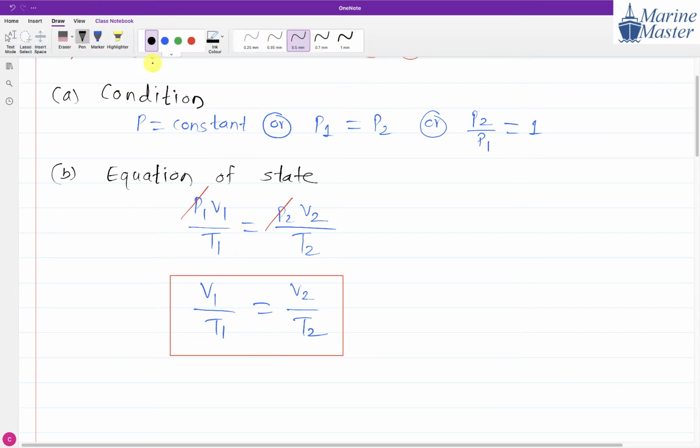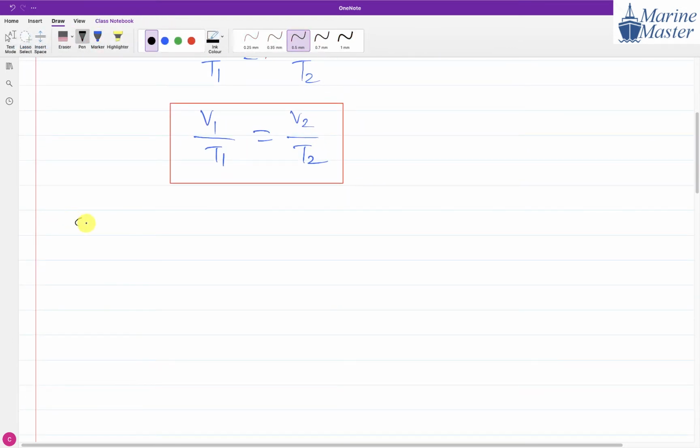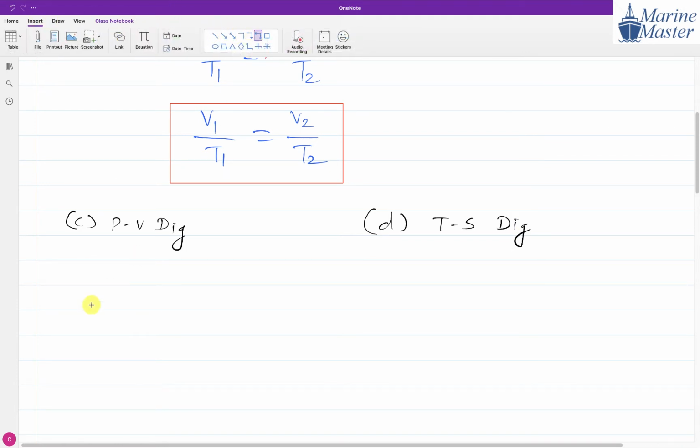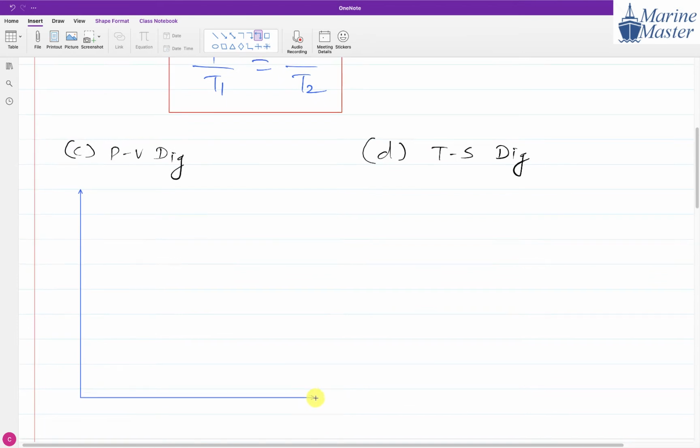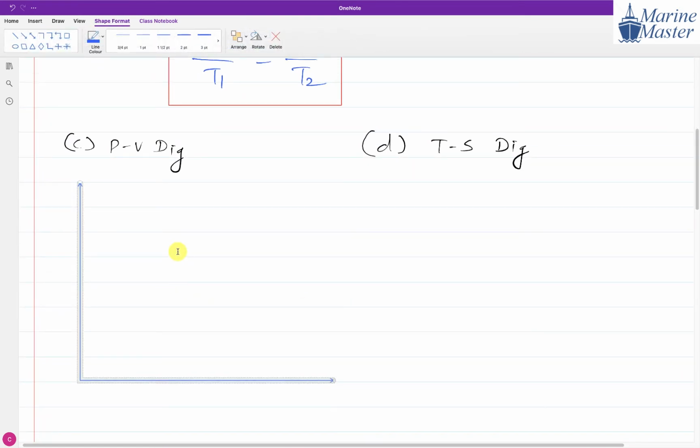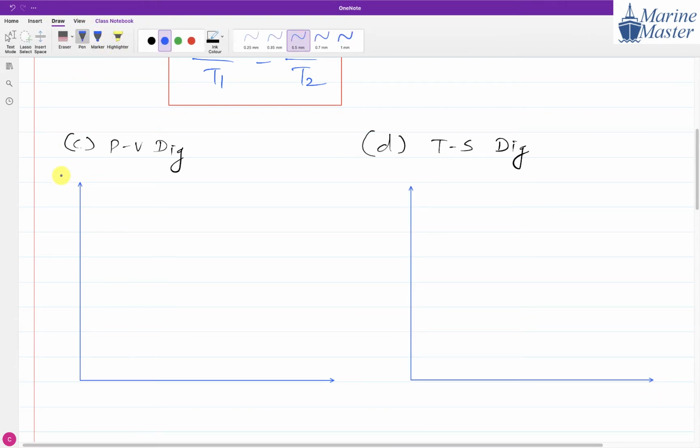Now our next point will be the PV diagram and TS diagram. What do we discuss? PV and TS diagram. It is generally not compulsory, but generally the PV and TS diagram must be side by side. So first of all, I am going to draw the axis for the PV diagram, and similarly the axis for the TS diagram. So here we will have a pressure volume diagram, and here we will have a temperature entropy diagram.